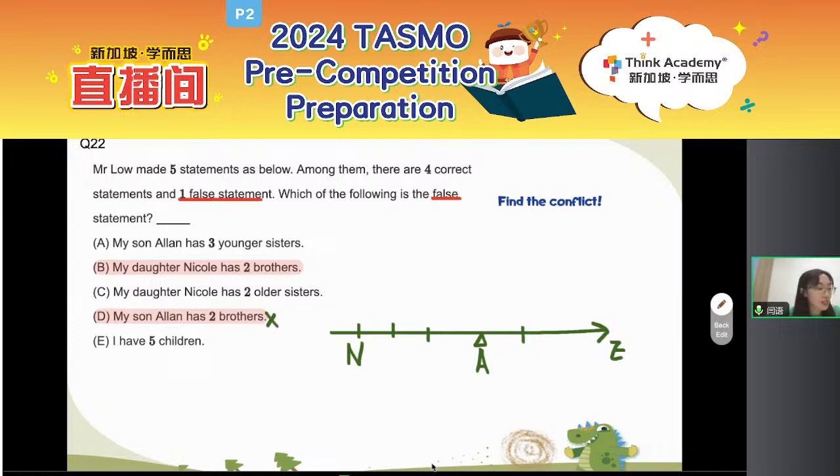Okay, so here, what is the key point? The key point is find the conflict. When you find the conflict, you can find that there must be 1 true and 1 false.